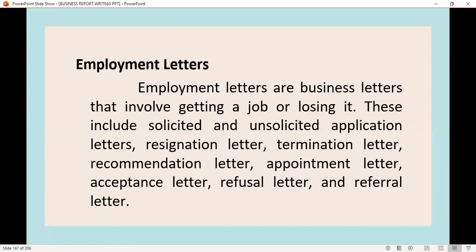Employment letters are business letters that involve getting a job or losing it. You might be hired or terminated, or you resign in a particular job. This includes solicited and unsolicited application letters. Those were discussed already, right? The resignation letter, termination letter, recommendation letter, appointment letter, acceptance letter, refusal letter, and referral letter.